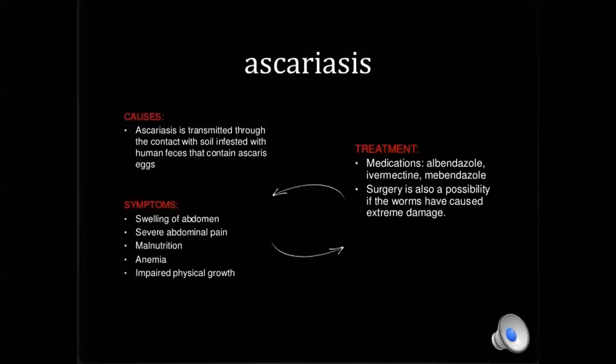Now, this is the scheme of how Ascaris is caught. It's transmitted through soil infested with human feces that contain Ascaris. Then symptoms: you can see it's going to present with swelling of the abdomen. It can present with severe abdominal pain, malnutrition, anemia, and impaired physical growth.